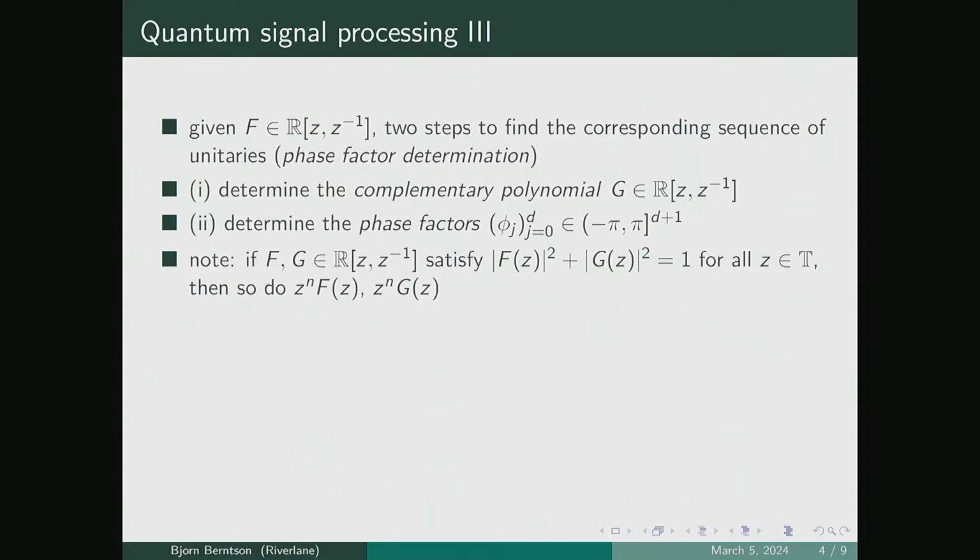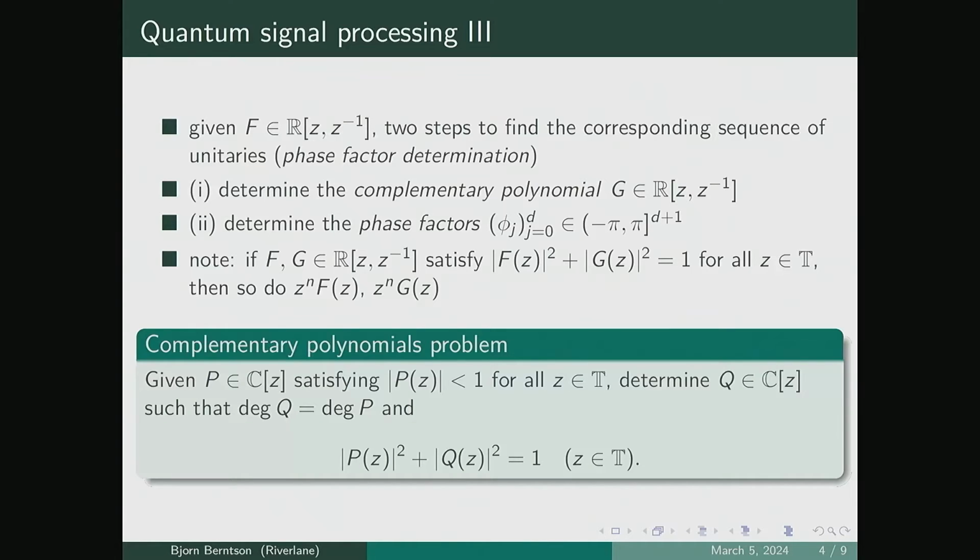Actually, I'll embed the problem coming from the previous theorem into something more general. So one thing to note is that if f and G satisfy this constraint, we can multiply them by powers of z and get a new solution. Since these are Laurent polynomials, they have terms in z inverse as well as z. We can multiply them by sufficiently large powers of z to convert them to polynomials, and then our problem is embedded into this more general problem, which I call the complementary polynomials problem. So this is what we'll solve.